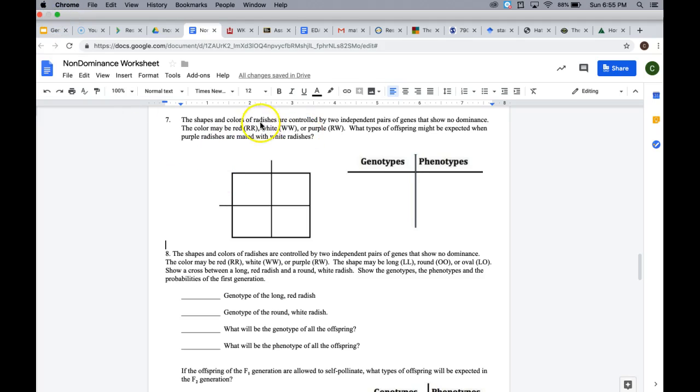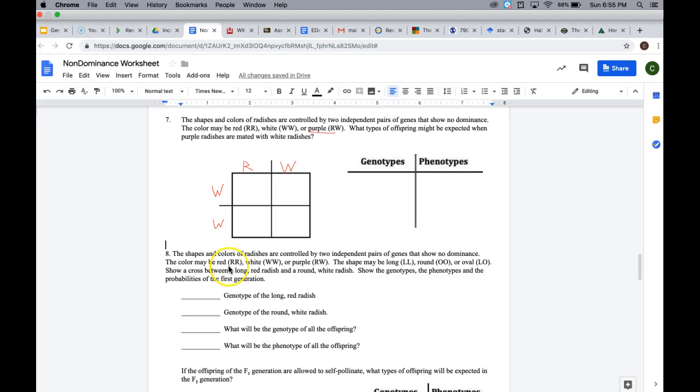All right. So we have what offspring might be expected when purple radishes, so RW, are mated with white radishes, WW. You do the rest, okay?